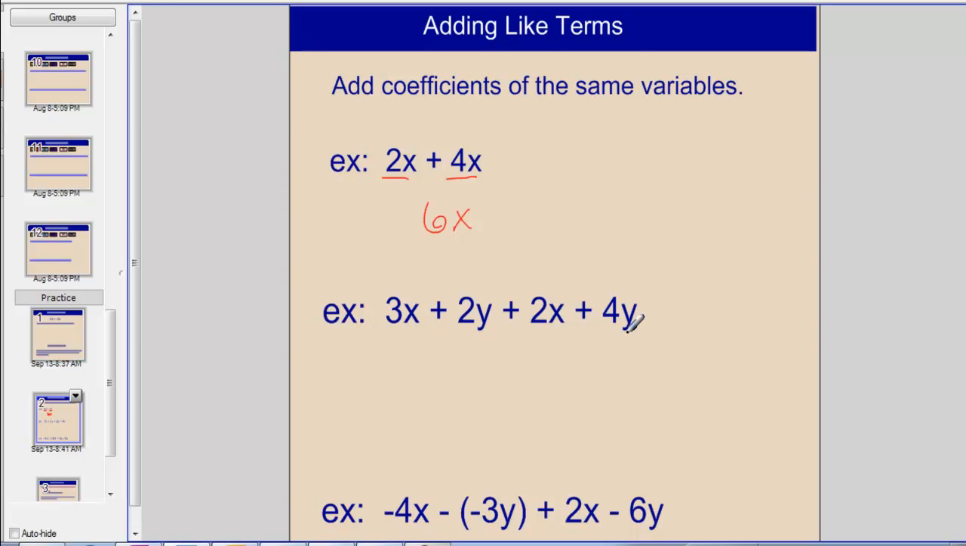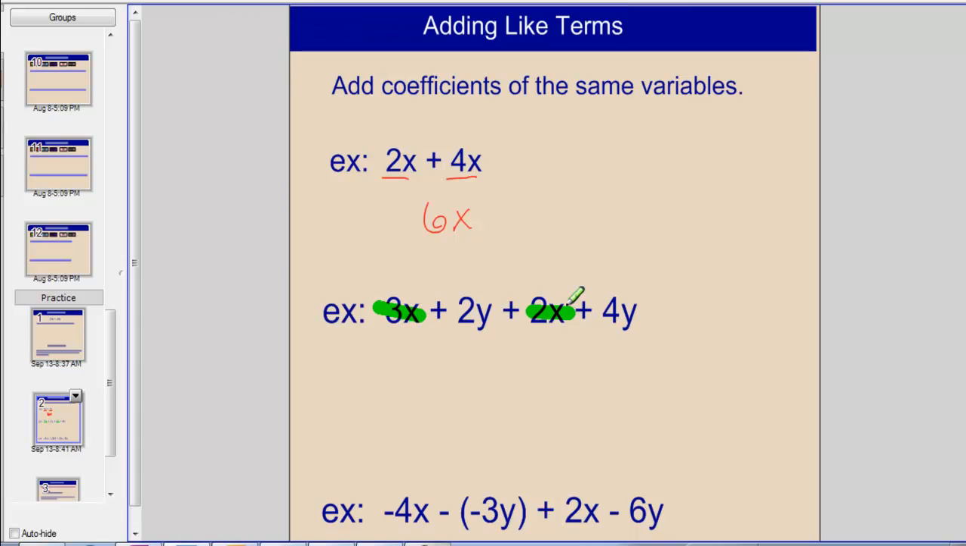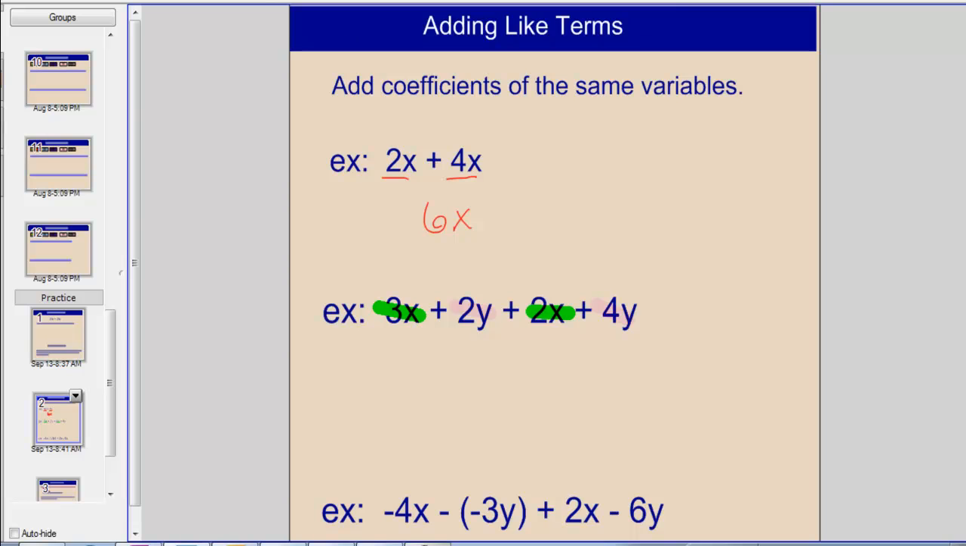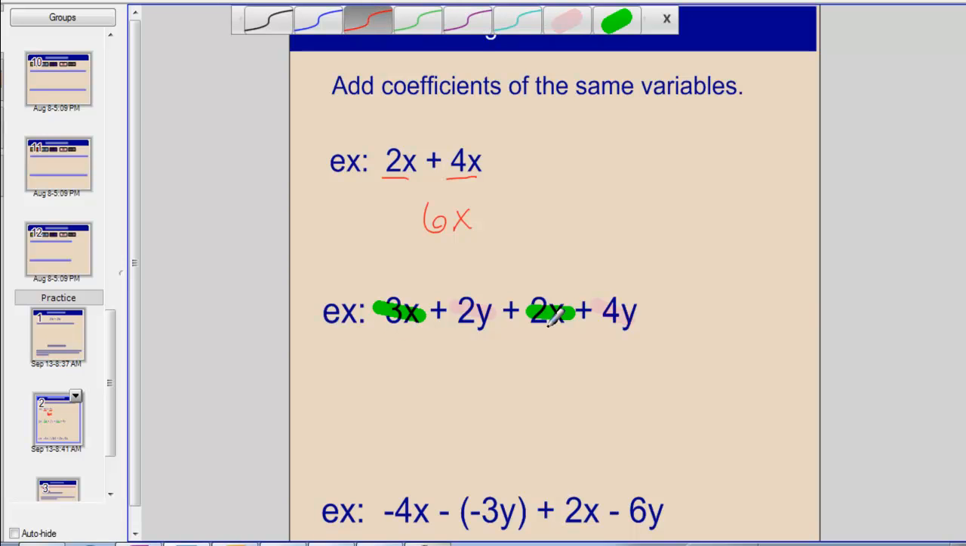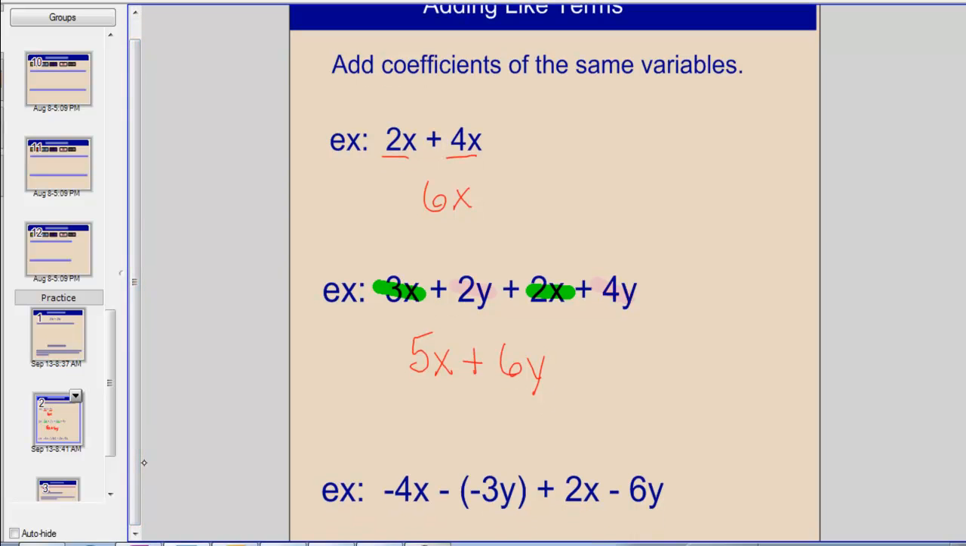Now, in our next example, we have different variables. So what we're going to do is add the ones together that have the same variable. That's really important because if we don't know what x is, then we can only add x's together. And if we don't know what y is, then we can only add y's together. So 3x plus 2x is what? That's 5x's altogether, right? Plus 2y plus 4y is 6y. 6y's altogether. Let's do this last problem here.